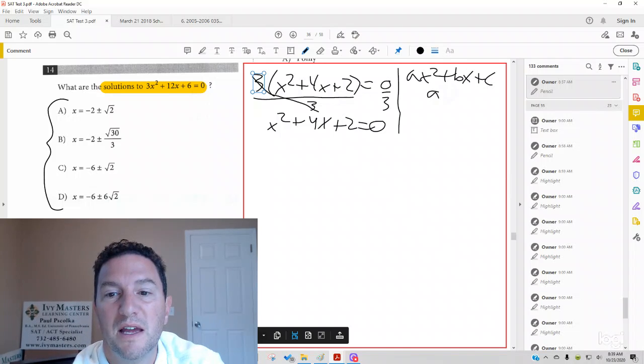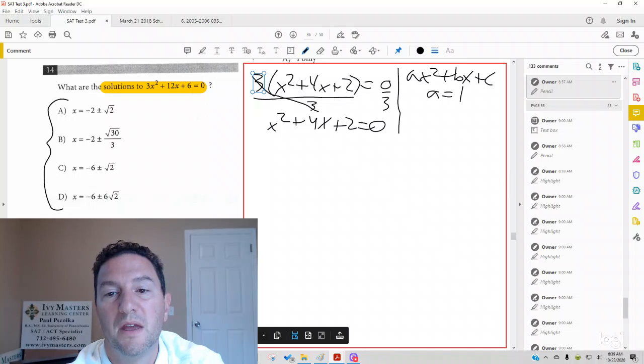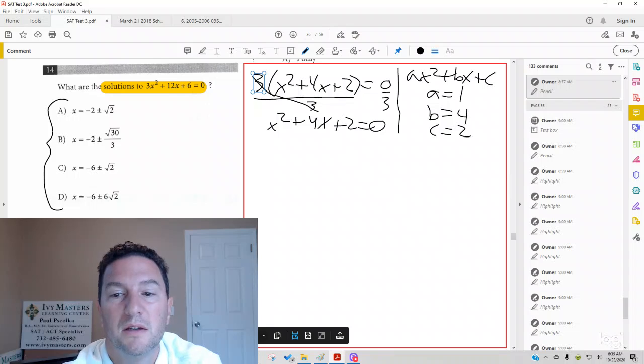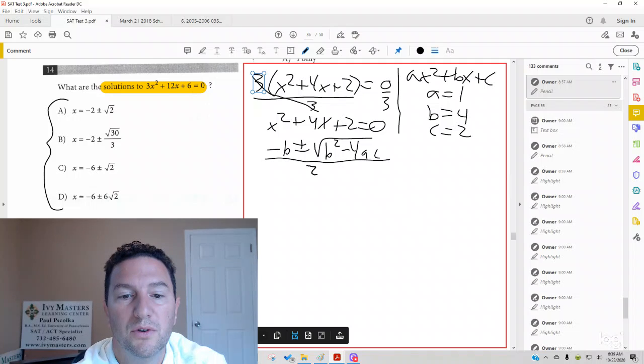In this case, a equals, what's attached to the x squared? Nothing's attached to the x squared. If nothing's attached to the x squared, you assume that it's 1x squared. What's your b? It's 4, because the b is always what's attached to the x without an exponent. What's your c? It's positive 2. C is your constant, comes at the end, it's also your y-intercept. So, what is the quadratic formula? So it's negative b plus or minus the square root of b squared minus 4ac, the whole thing, over 2a.